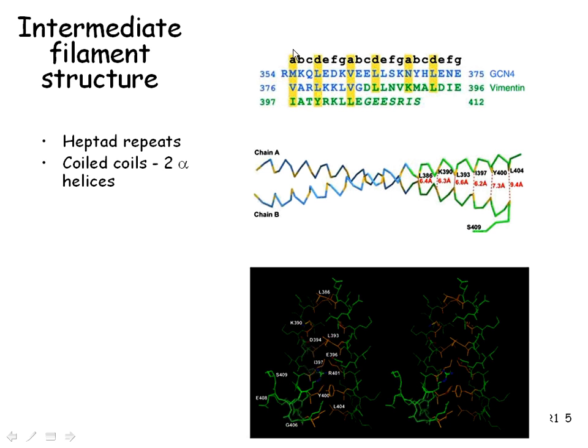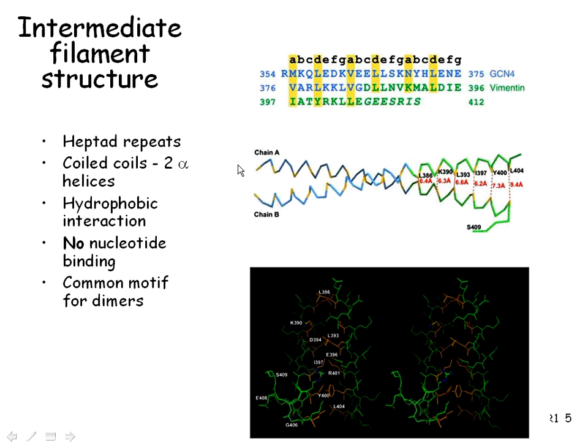It's a heptad repeat because every seventh residue is going to have that hydrophobic character. The formal name is a coiled coil. And I mentioned the hydrophobic interaction. Intermediate filaments do not need nucleotides to do this. And as I mentioned, this approach to making dimers is not unique to intermediate filaments. We'll see it many places.